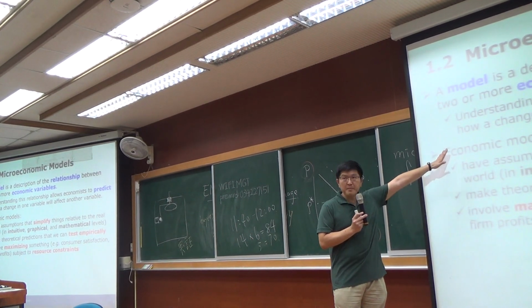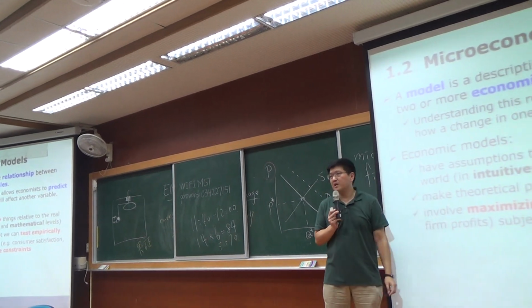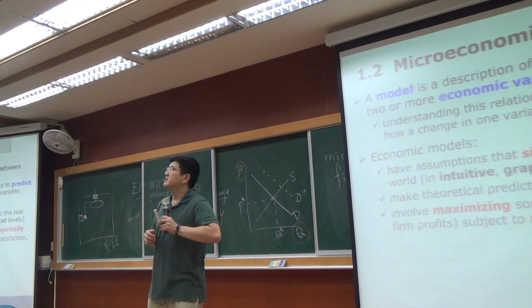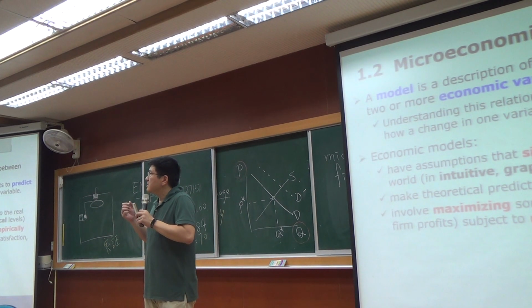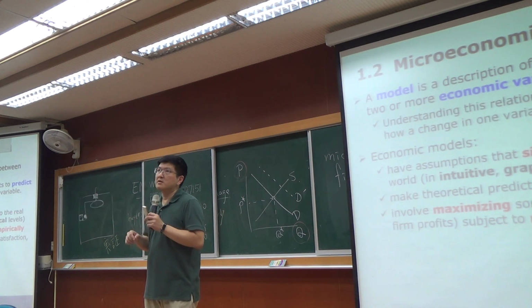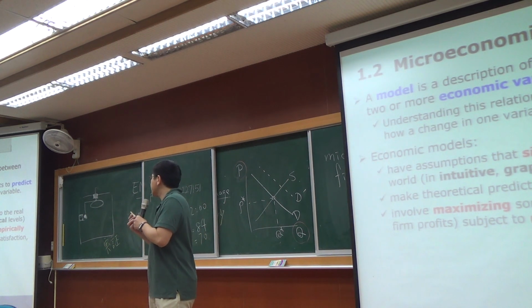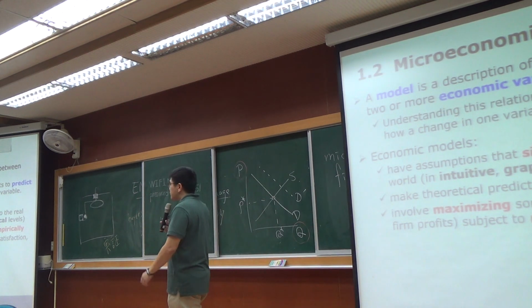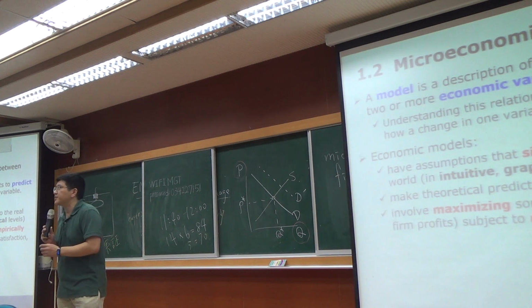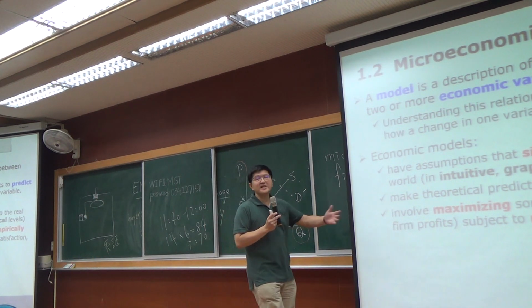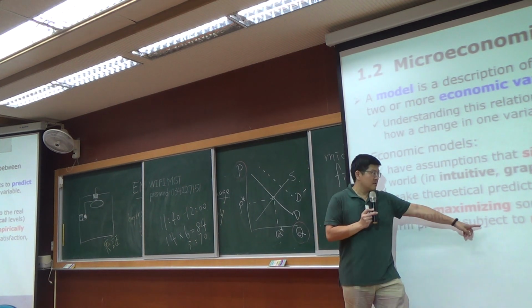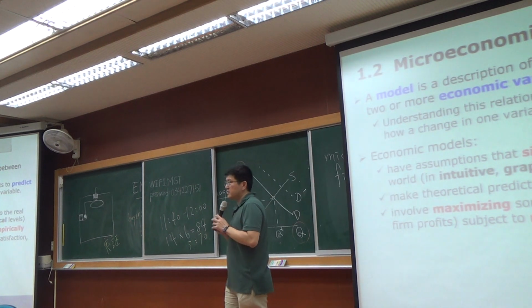And the economic models involve maximizing something subject to resource constraints. So for consumers, if we are buyers, we want to maximize our welfare or our well-being. We call it something like consumer surplus, something like that, satisfaction. And if we are firms, we try very hard to maximize our profit. Okay? So we are maximizing something, either individuals or firms, subject to resource constraints.